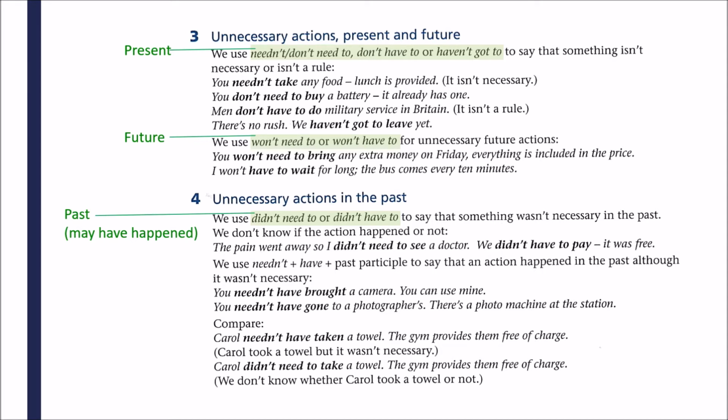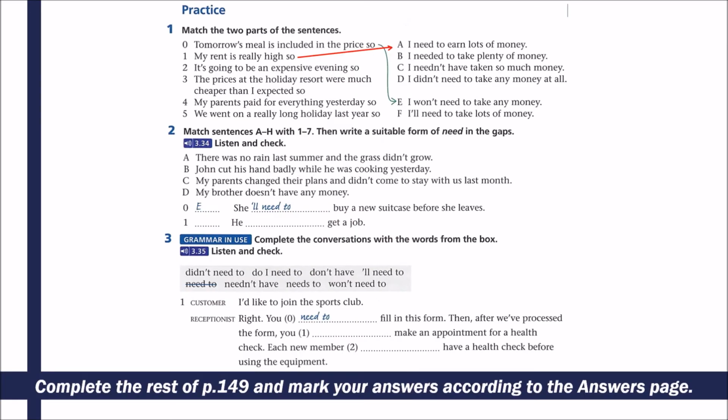But if you say it needn't have happened, you are emphasizing that something did happen, but that it was unnecessary. As you can see from the example on the bottom of the page here, saying Carol needn't have taken a towel means it was unnecessary, but she did take it. If you say Carol didn't need to take a towel, then the action was still unnecessary, but there is no information about whether she took it or not. Now let's look at the practice.